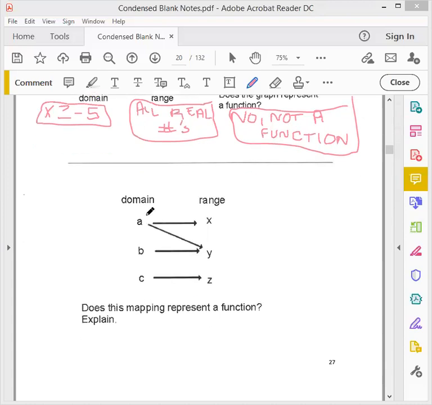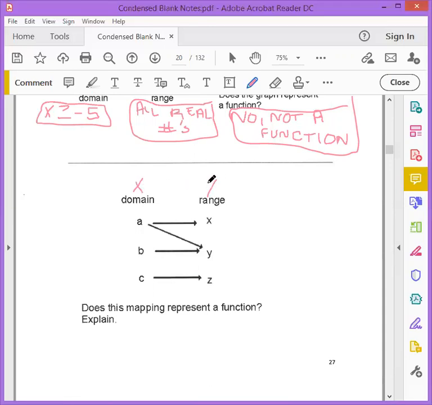All right, our next example, we have a column for the domain, a column for the range. Remember, domain represents the x coordinates and range represents the y coordinates. So these arrows show a mapping from A to X. That one arrow represents the ordered pair A, comma, X. From A to Y, that represents the ordered pair A, comma, Y. From B to Y, that represents the ordered pair B, Y. And then from C to Z, that represents the ordered pair C, comma, Z.